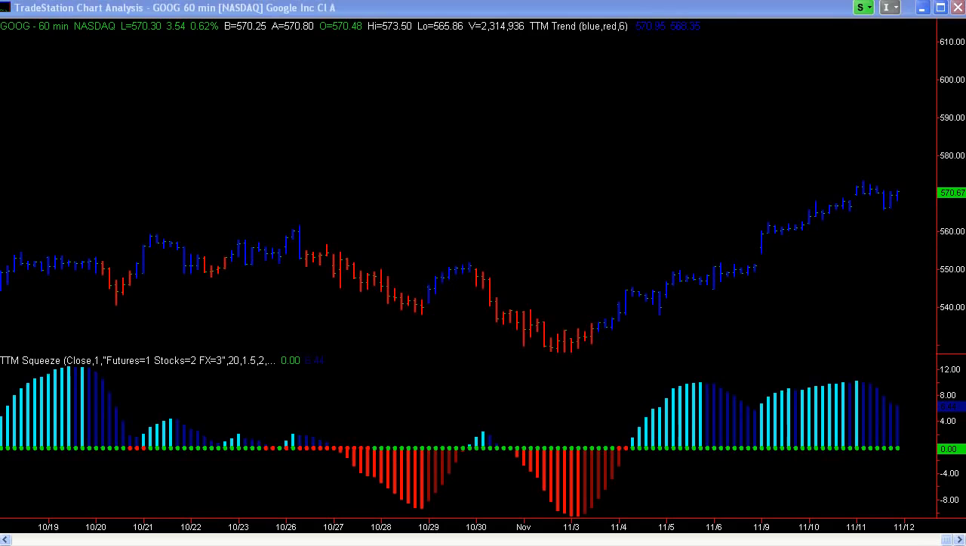I'm going to take a look at some currencies. First, I wanted to take a look at Google. Just keep an eye as we set up here. Here was the last 60-minute squeeze on the long side. And on something like this, there's a couple of different ways to play it. Here's the way I like to play it.